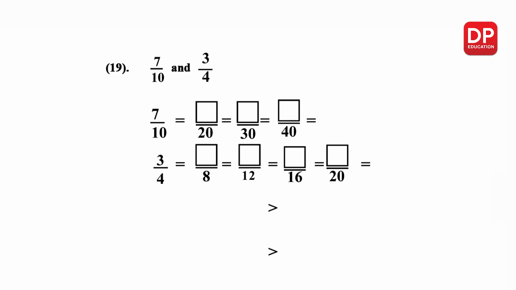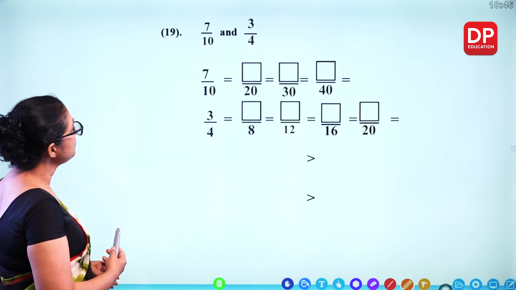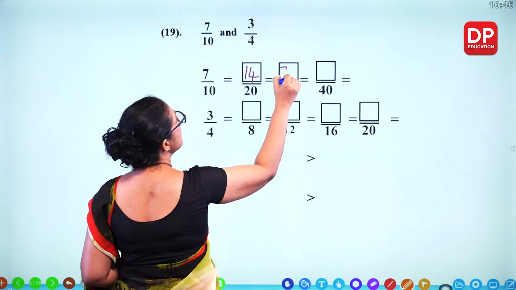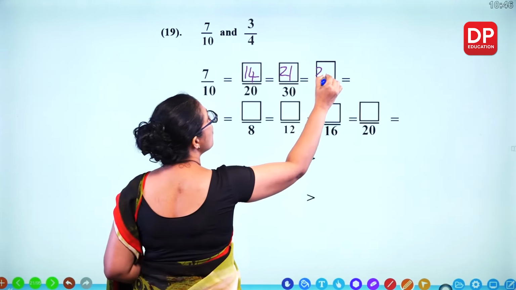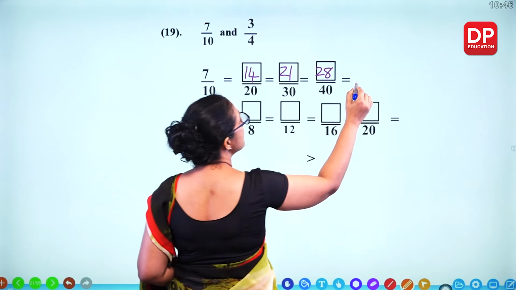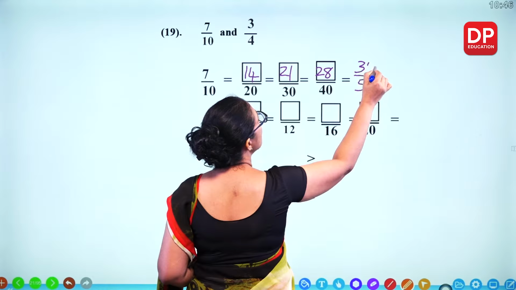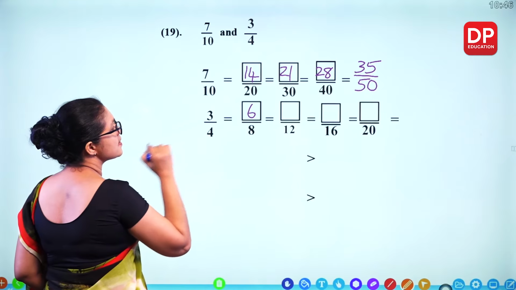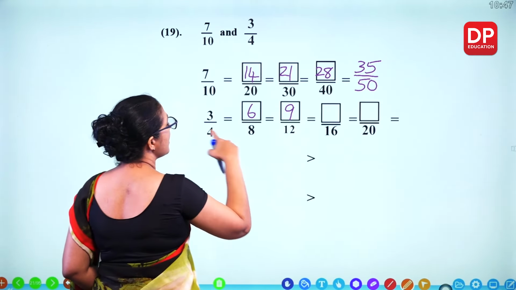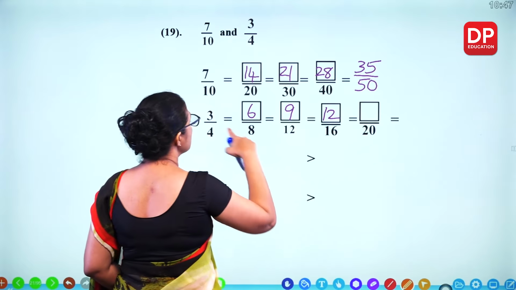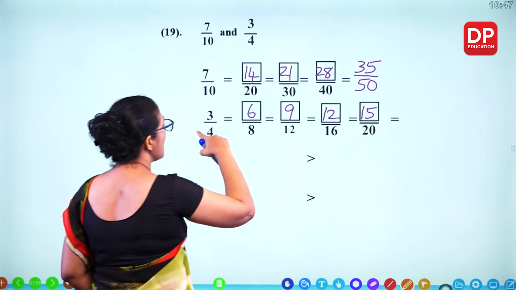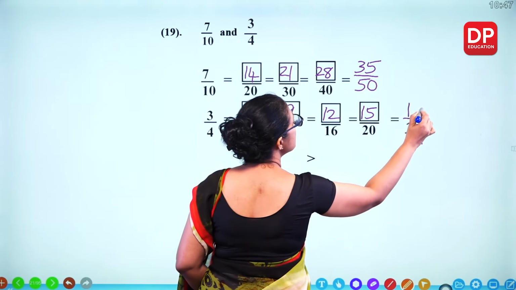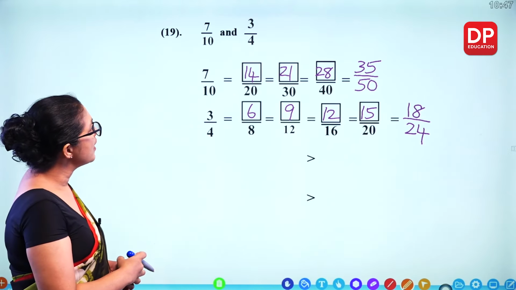Now compare these two. 7 over 10 and 3 over 4. Multiply by 2, you get 14 over 20. Multiply by 3, you get 21. Multiply by 4, 28. Multiply by 5, you get this. Here, the next fraction, multiply by 2, you get 6. Multiply by 3, that's 9. Multiply by 4, that's 12. Multiply by 5, that's 15. Multiply by 6 as well, you can do that. 24 and 18. Now we'll see which ones have the same denominator.